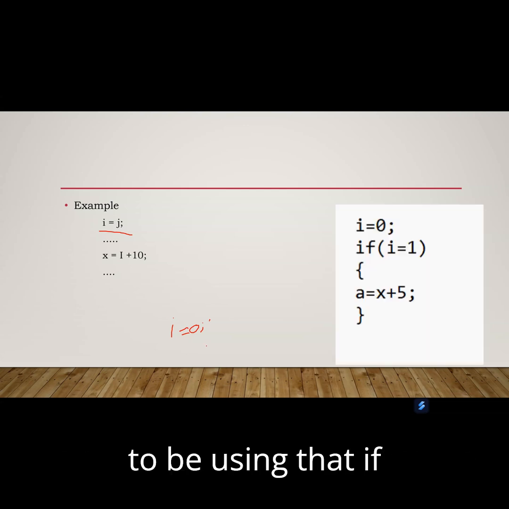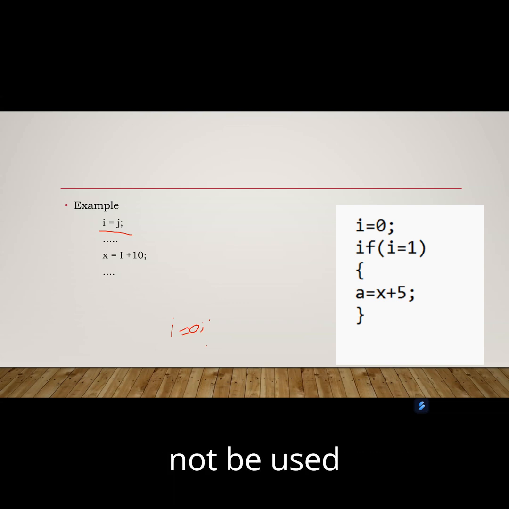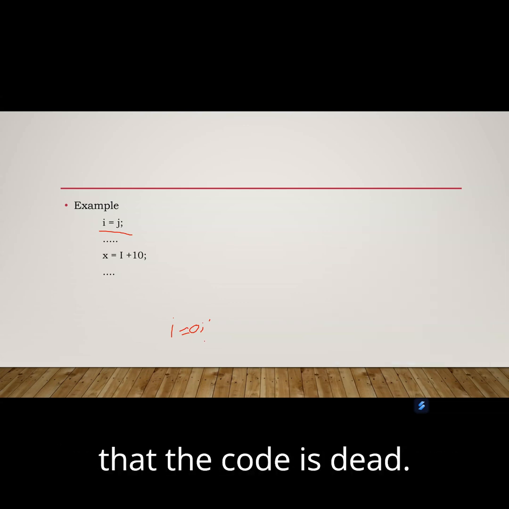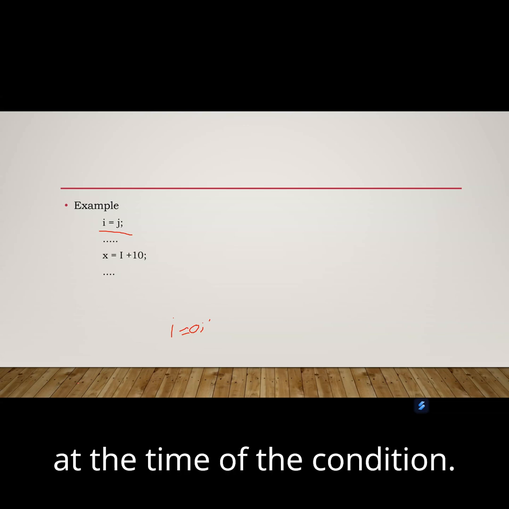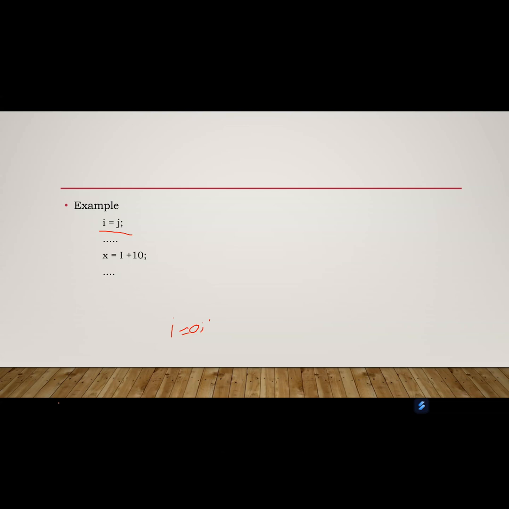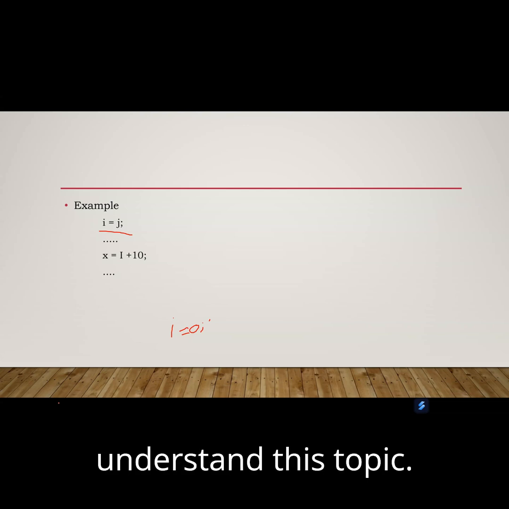Here, the if statement will never be used, so we can say that the code is dead at the time of the condition. This is about dead code elimination. This covers the principal sources of optimization. I hope that you understand this topic.